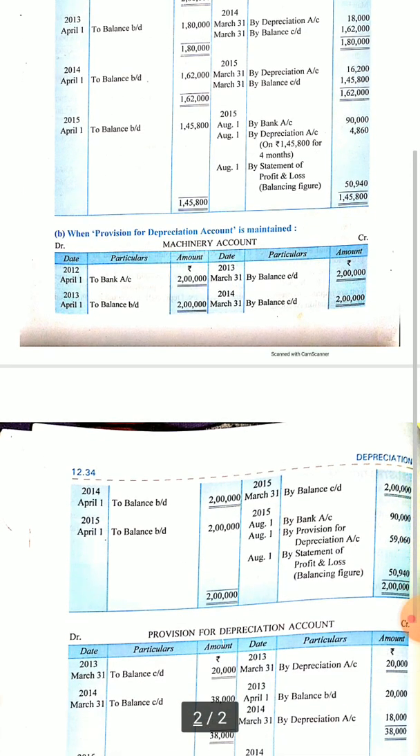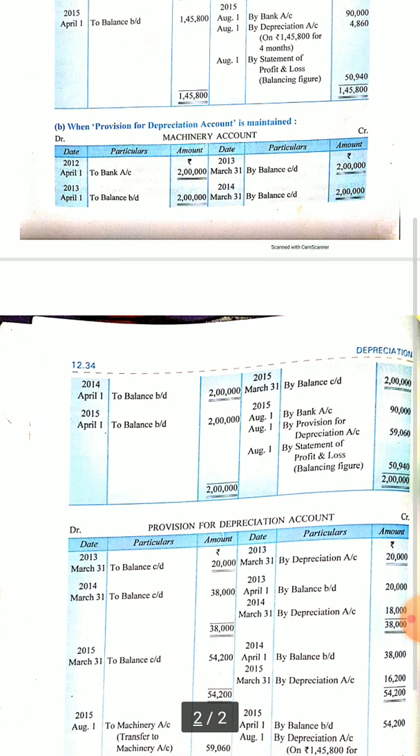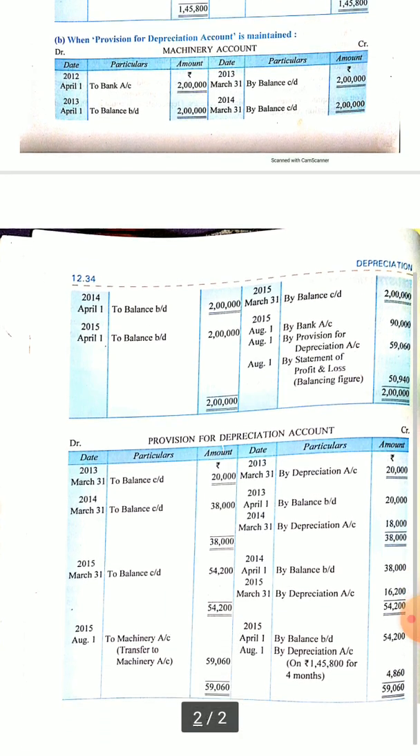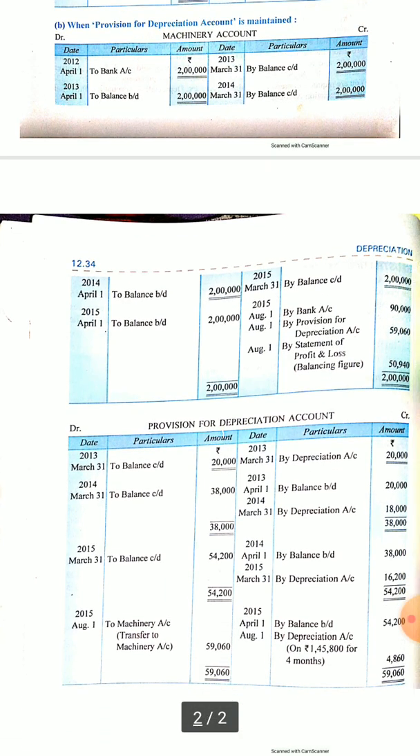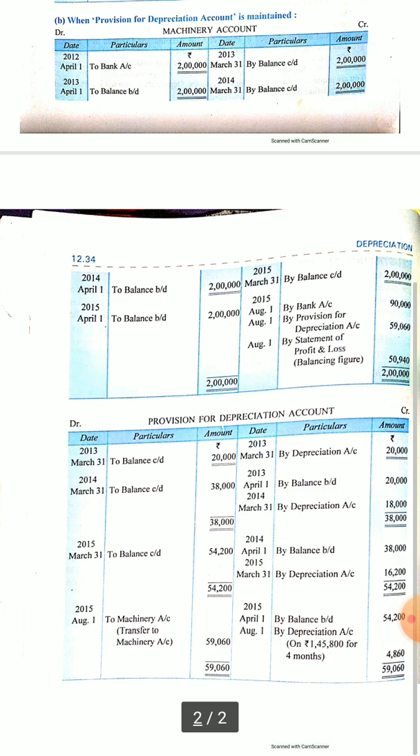All know this. Now see what is the difference when a provision for depreciation account is maintained. Now you see that in machinery account there is no entry of depreciation, only bank is given and by balance c/d again 2 lakh. So again to balance b/d 2 lakh and again by balance c/d 2 lakh, again to balance b/d 2 lakh and again by balance c/d 2 lakh. That means no depreciation is entered in the machinery account on the credit side when provision for depreciation account is maintained.